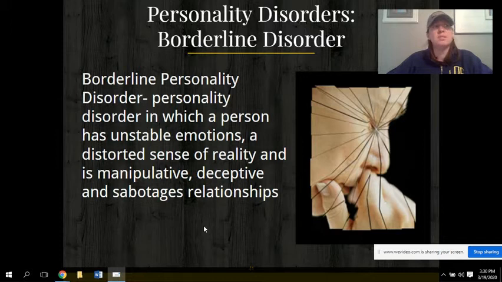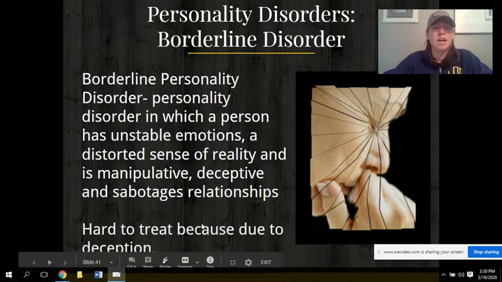Like with schizophrenics, and even with dissociative disorders, you can try and work through it. If you can get a schizophrenic to take their medicine, they're way better off. But with personality, there's nothing, because that's their personality. You can't change it. They want to be like that. You know what I'm saying? That's who they are. And this person is really hard to treat because of the deception.